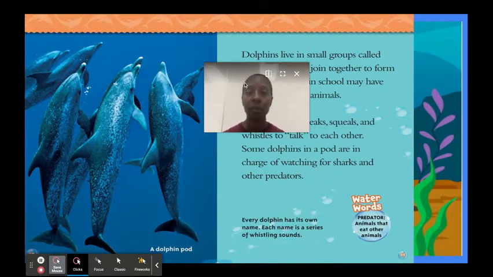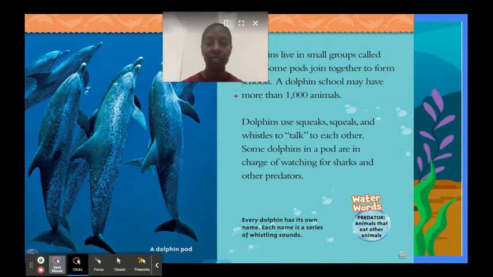So I'm going to move myself up if I can. All right. So a label, a dolphin pod. Now right here, let's read this little caption. Every dolphin has its own name. Each name is a series of whistling sounds. Water words, predator, animals that eat other animals. So it's given us the definition, it's sharing what a predator is. It's given us more information.